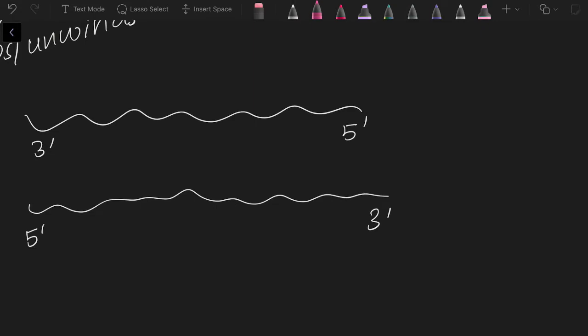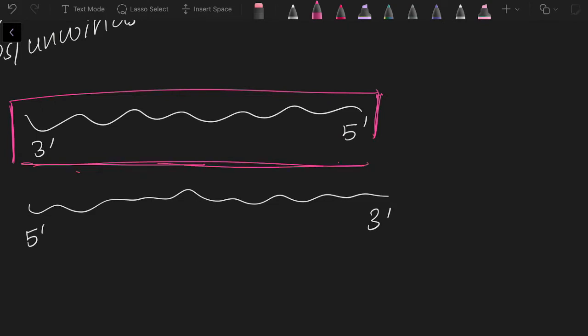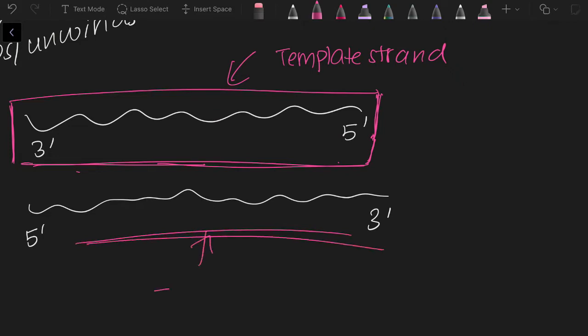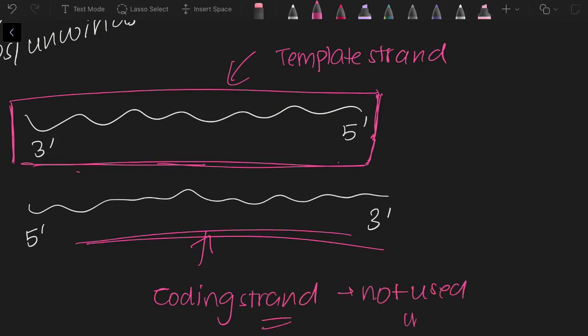So the actual strand that we are going to be using in transcription is the one that runs from the 3' to 5' direction. And because this is the strand we are going to be using in transcription, this strand that runs from 3' to 5' is called your template strand. Whereas the one that we are not going to use in transcription, which is 5' to 3', is your coding strand. So it's a little bit confusing, yes, but the coding strand is not used in transcription, and the template strand is the strand of DNA that is used in transcription.